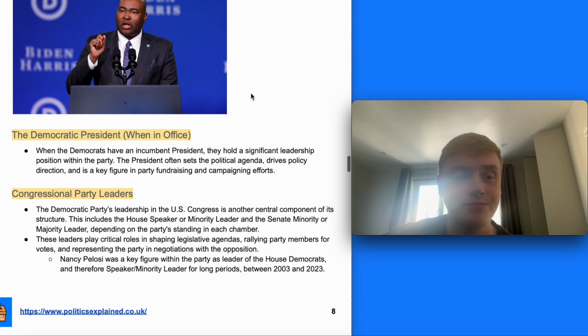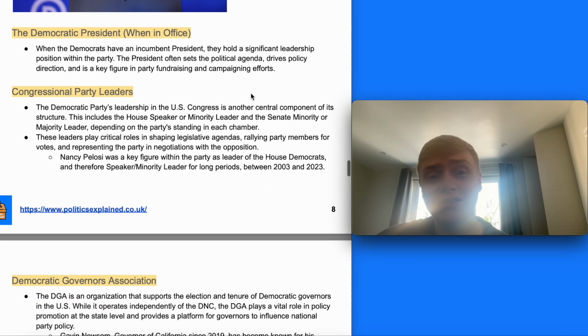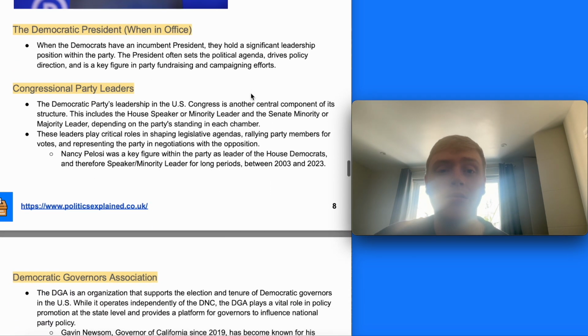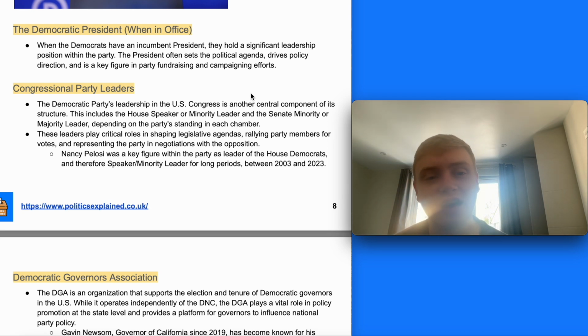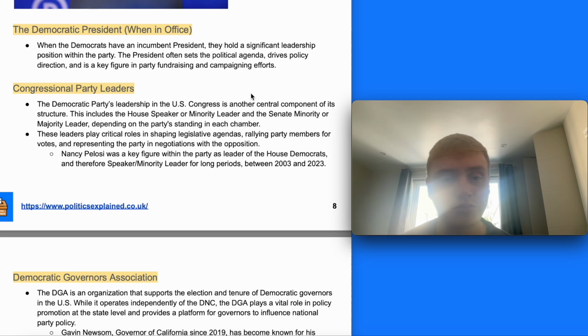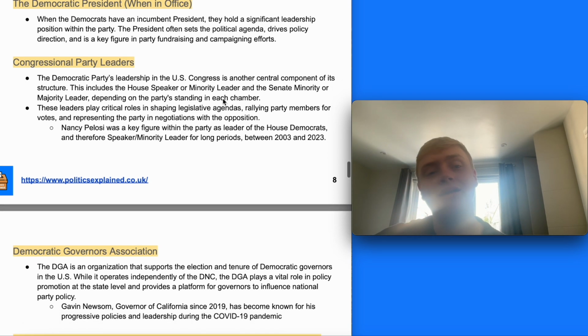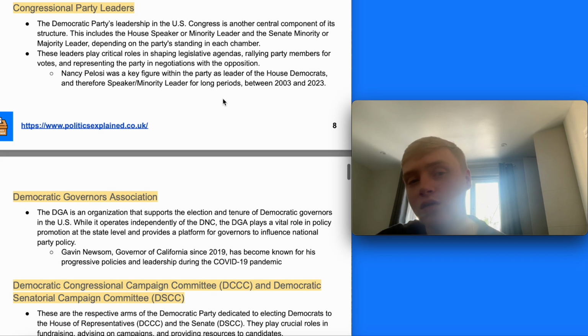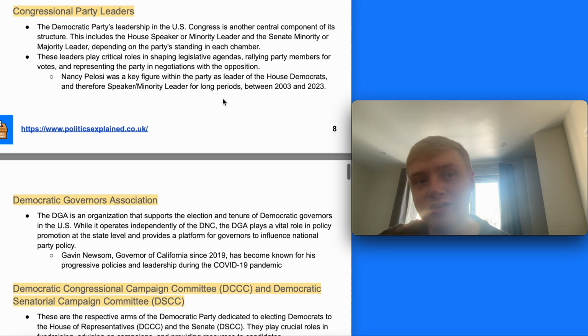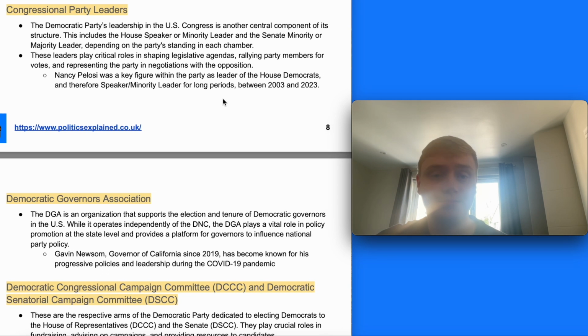The Democratic president, when there is one in office, holds a significant leadership position within the party, often setting the political agenda, driving policy direction, and is the most important figure in party fundraising and campaigning efforts, and by far the most important leadership figure within the party. There are also, though, leadership figures in the US Congress, and these are often some of the most significant figures if there isn't a Democratic president.